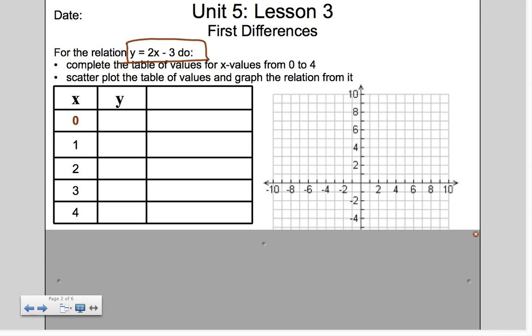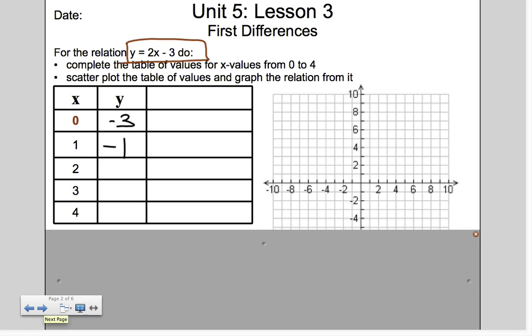Negative 3. 2 times 0 is 0. If we subtract 3, we get negative 3. What happens if we plug in x equals 1 into this equation? What do we get, Andrea? We get negative 1, because 2 times 1 is 2, subtract 3 is negative 1.